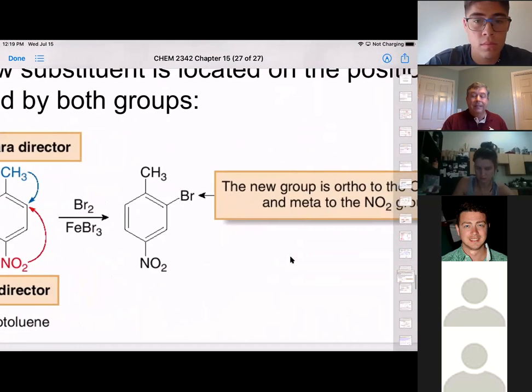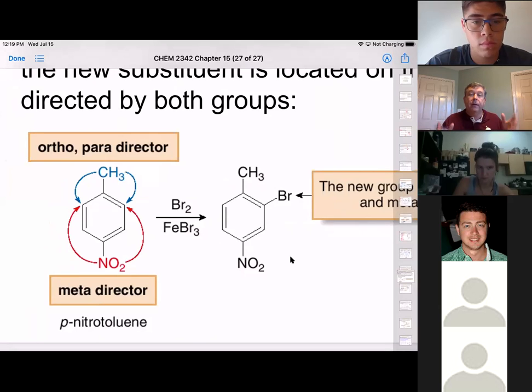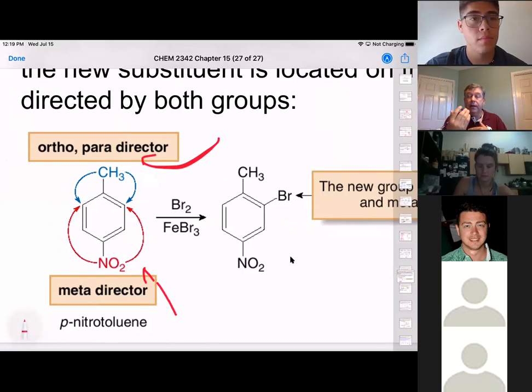So the methyl group is slightly activating and an ortho-para director. I hope I said that. And the nitro group is a meta-director and slightly deactivating. So right off the bat, the activator and deactivator are trying to compete with each other. So that's telling us that the reaction probably will happen, but now we have to figure out where it's gonna go.